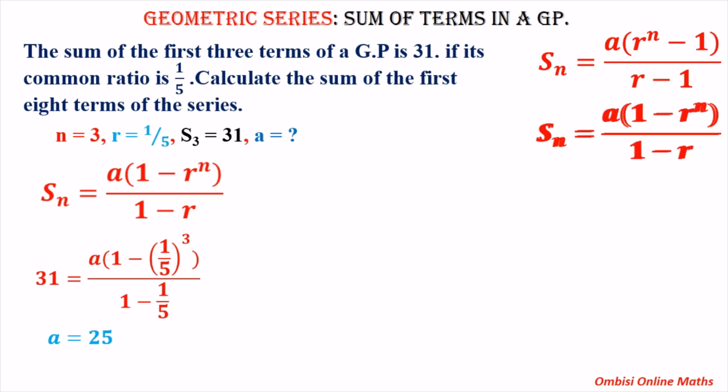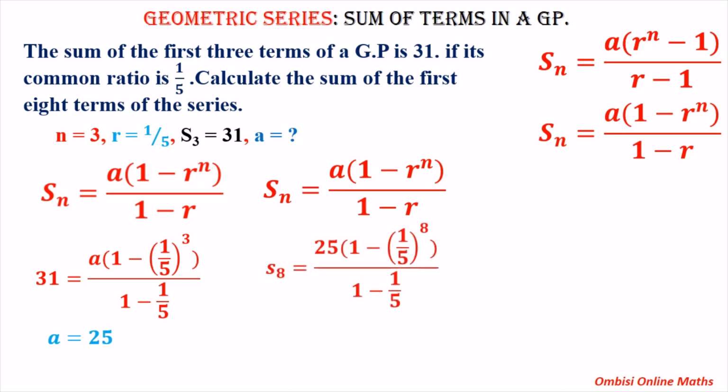Now, we have established that we are going to use the second formula because the value of r is less than 1. So equating the value of n as 8, the value of r as 1 over 5, the value of a as 25, we'll have S8, or the sum of the first 8 terms, equals 25 into brackets 1 minus a fifth raised to 8 over 1 minus a fifth. So the sum of the first 8 terms of the series is going to be 31.24992 or 31.25. That is, you round off to 4 significant figures.